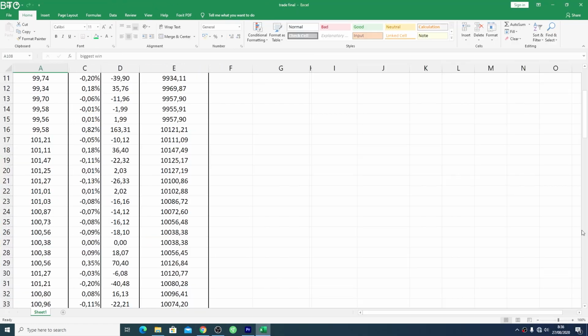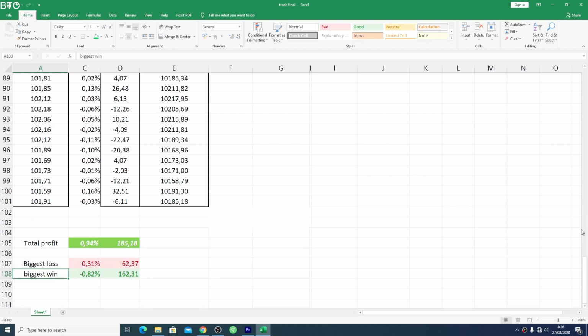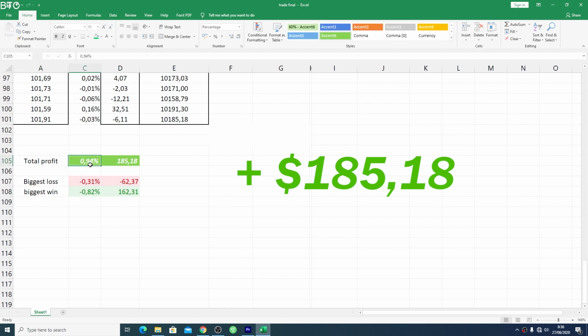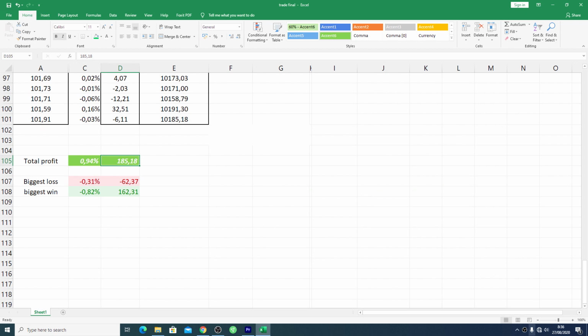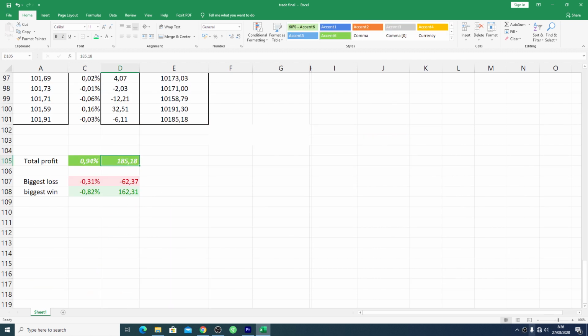So after testing the Ichimoku plus Parabolic SAR strategy 100 times, here are the results. We made a total of $185.18, or about 94 pips using this strategy. But despite profiting, we managed to receive only a 35% win rate. Our biggest single trade win was $163 or about 82 pips, which is almost as much as our total profit, so we kinda got lucky there.